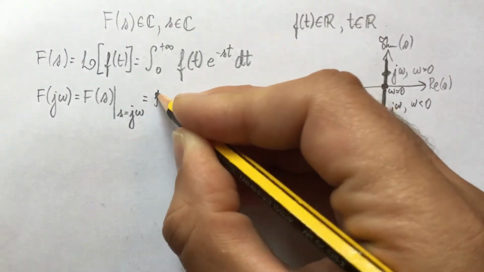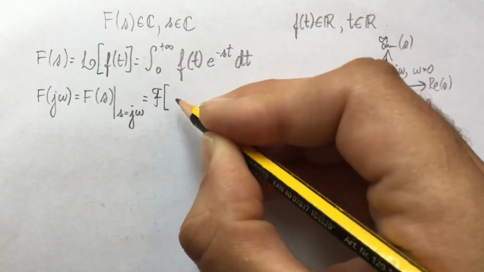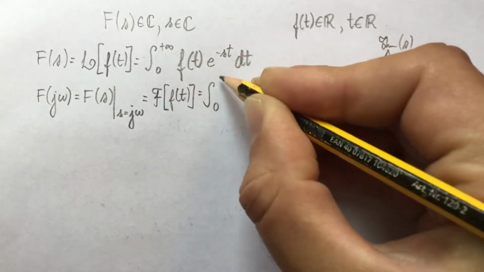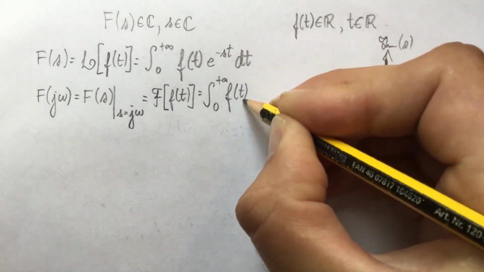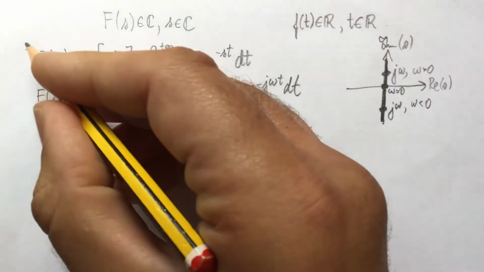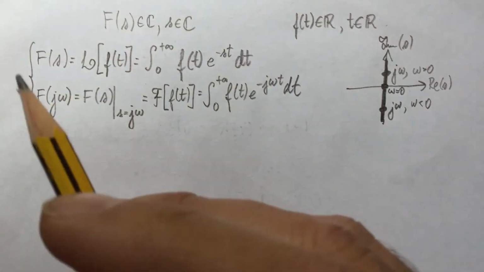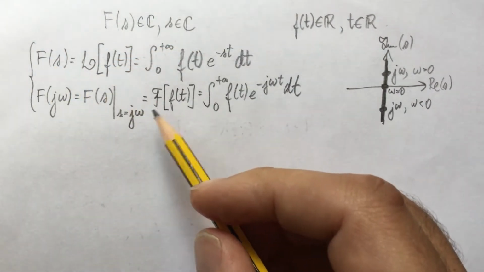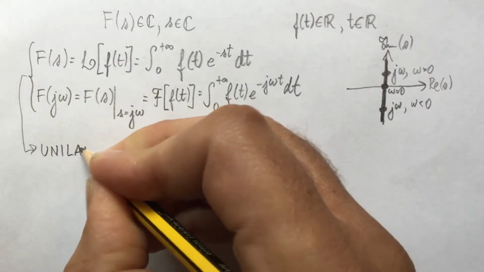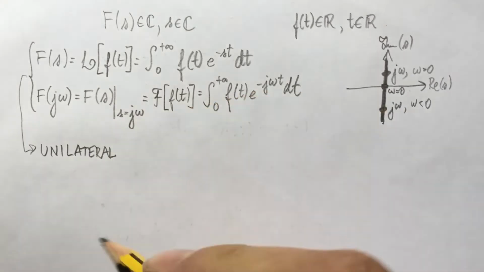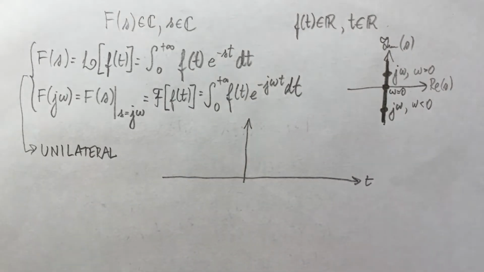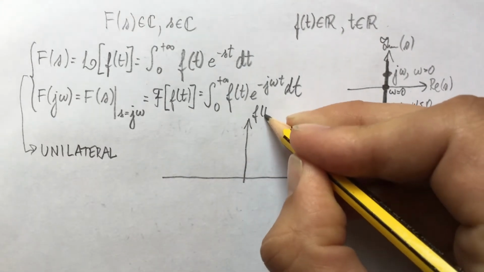So here I may denote the Fourier transform by F of t. The integral is the same, save that in the kernel I replace s by j omega. Now, these definitions of the Laplace and the Fourier transforms are called unilateral. They are the most usual definitions of the Laplace and Fourier transforms, and they are the ones we have used until now, for a very simple reason.